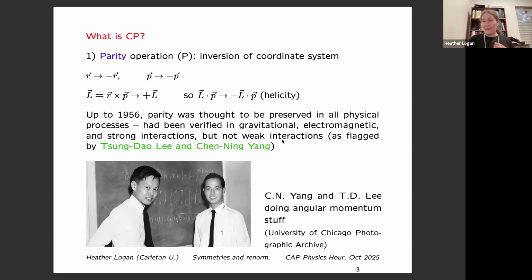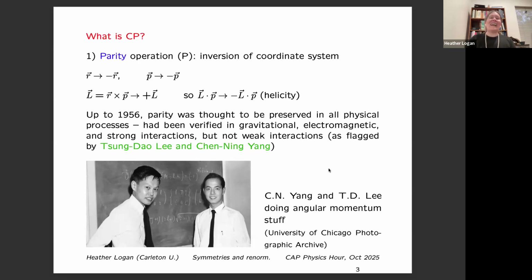But it had not actually been experimentally checked in processes involving the weak interactions yet at that time. And this gap was flagged by T.D. Lee and Chen Ning Yang, who I believe were working at Princeton. I might get this wrong, either Princeton or I think actually Columbia University. Sorry, I should have looked this up before. This picture is from the University of Chicago Photographic Archive, but I think that they were not actually at the University of Chicago.